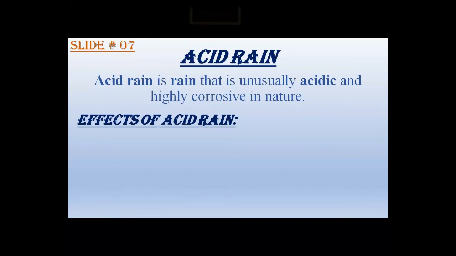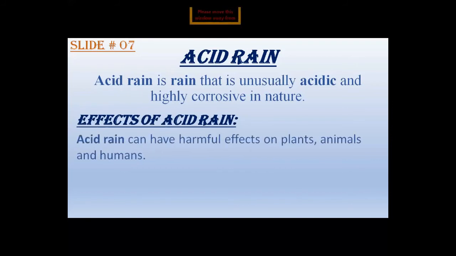So there are some effects of acid rain. First, acid rain can have harmful effects on plants, animals, and humans. So we can say that acid rain is very harmful, not only for us, but also for plants and animals, as well as for human beings. Acid rain is not good for plant, animal, or human life as such.